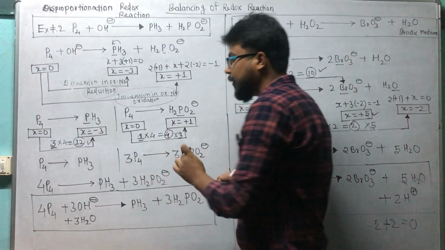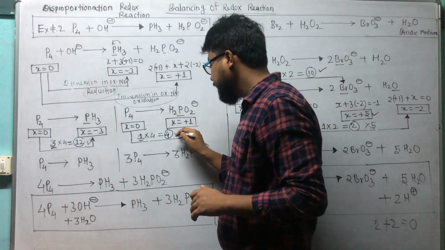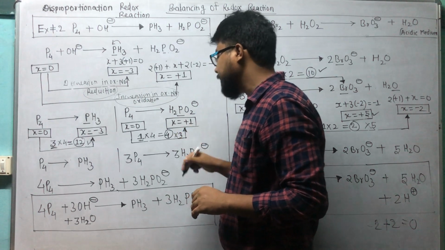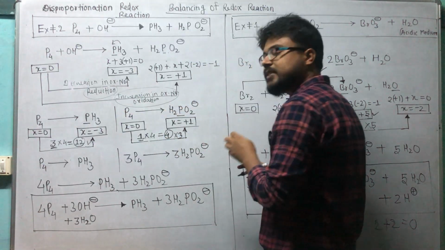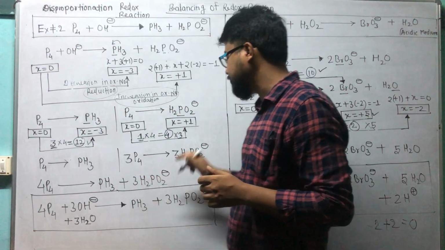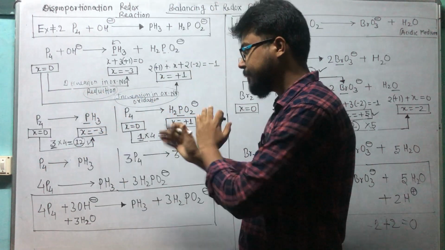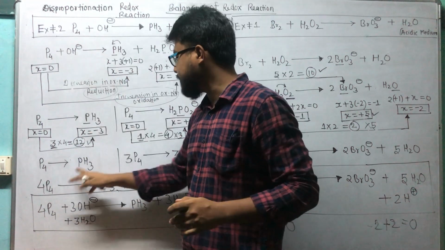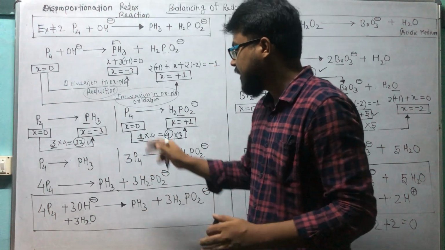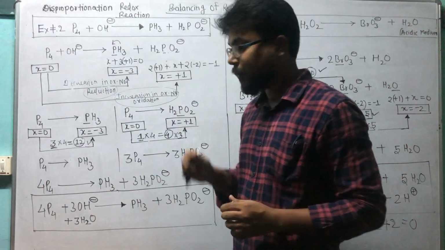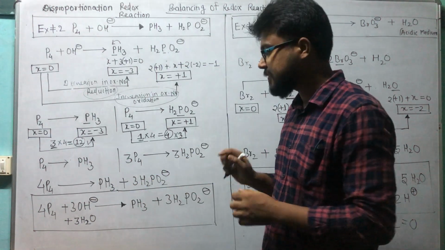Now 12 and 4 are not similar, so for making both of them equal, I will multiply by 3, and this 3 is further multiplied here and here, both sides of the equation. So 3P4 and 3H2PO2 minus. After that I will add, because P4 is the same thing. That's why 1P4 and 3P4 on the left side of the equation will be 4P4. 4P4 molecule gives PH3 and 3H2PO2 minus, correct?